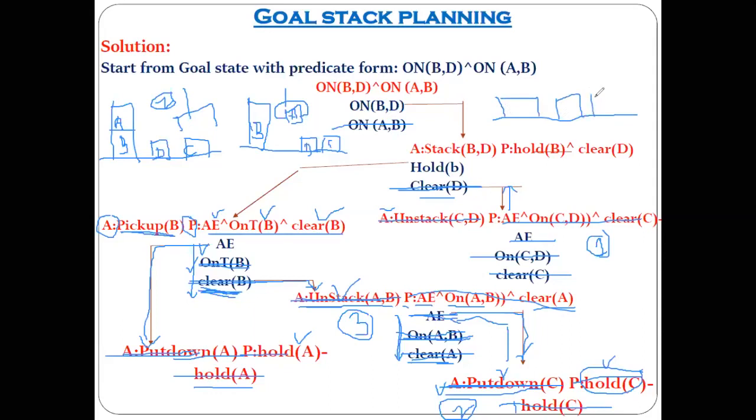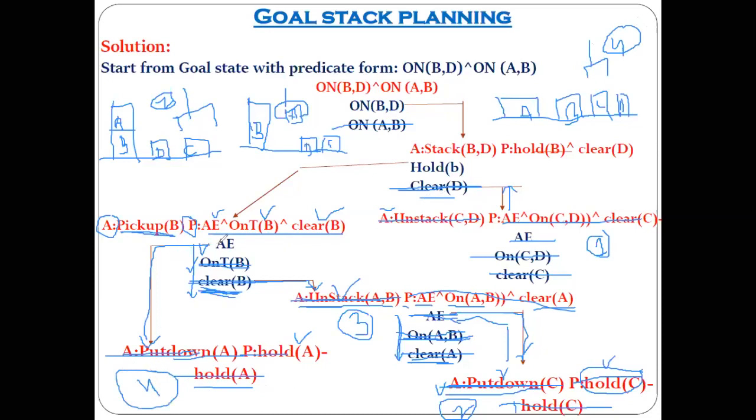A, B, C, and D are all on the table here. Correct? And now the arm is empty. Fourth action. Where is it being done? Here. Okay. Fourth action.